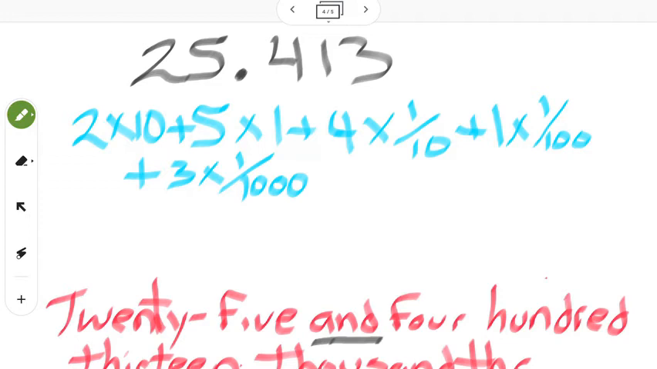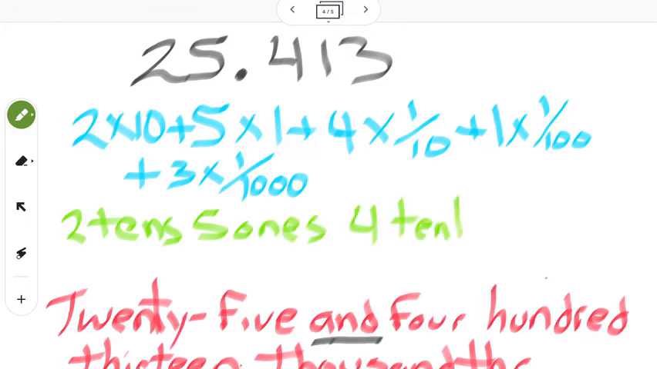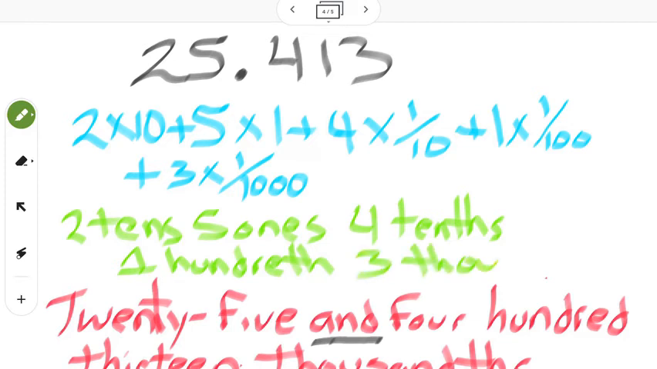The last thing that we need to do is unit form. And for this one, we have 2 tens, 5 ones, 4 tenths, again, THS, because we're to the right of the decimal, 1 hundredth. Move this down below because this is longer. I'm running out of space with my big writing. And the last one is 3 thousandths.